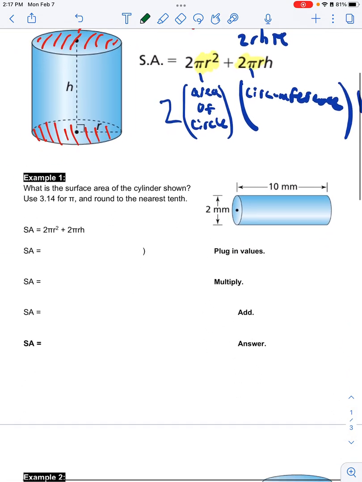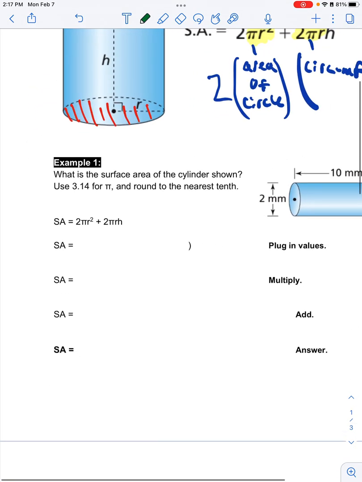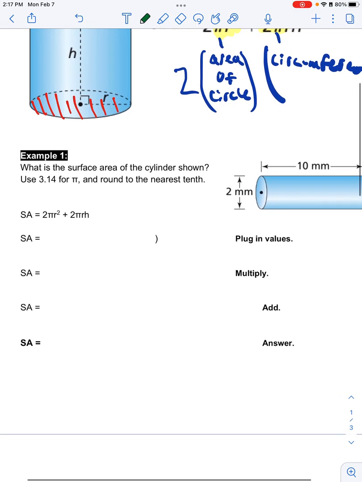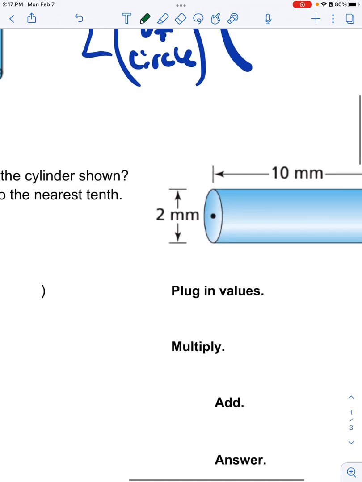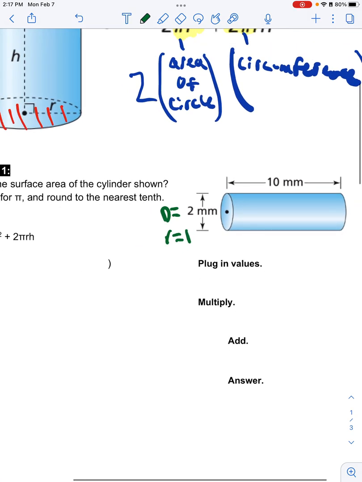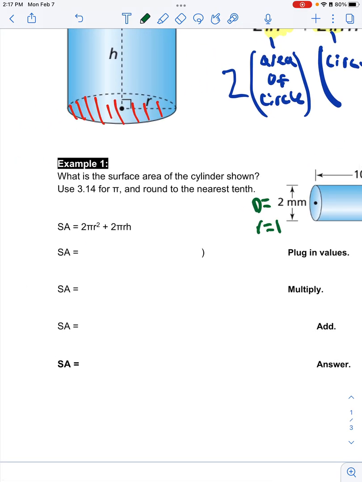All right, so let's get into practicing it. What is the surface area of the cylinder shown? Use 3.14 for pi and round to the nearest tenths. Again, please use a calculator on this stuff. Anytime you use pi, we'll be using calculators. So I have to determine, am I given the radius or the diameter? The diameter is 2, which means my radius is half of that, which is going to be 1. This is going to be my h, or my height, even though it's laying down.